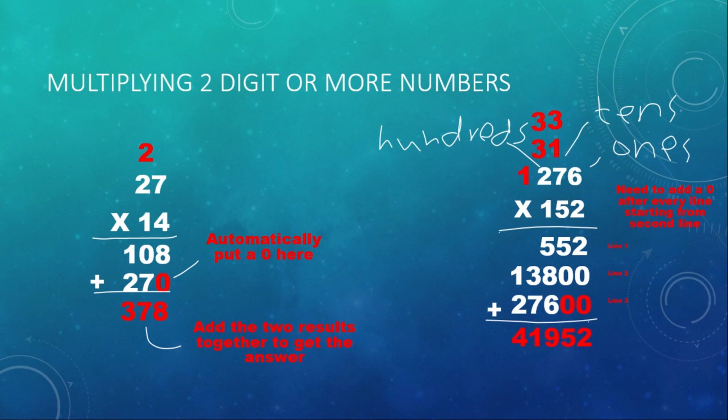Before starting the next line, you need to add another 0 again, which makes it 2 zeros. Then you start by doing 100 times 6, 100 times 70, and 100 times 200, giving you 27,600. The last step is to add the results of all 3 lines, giving you 41,952.